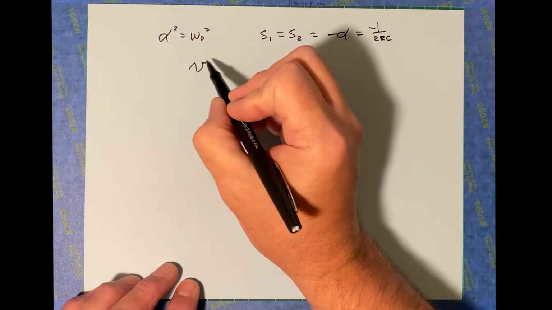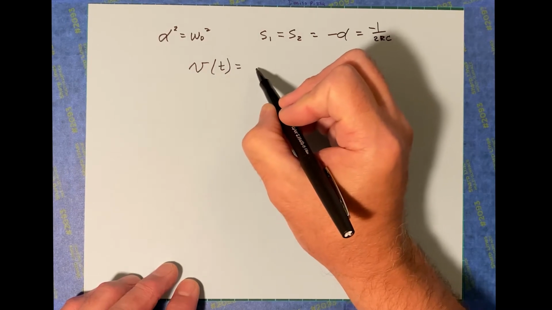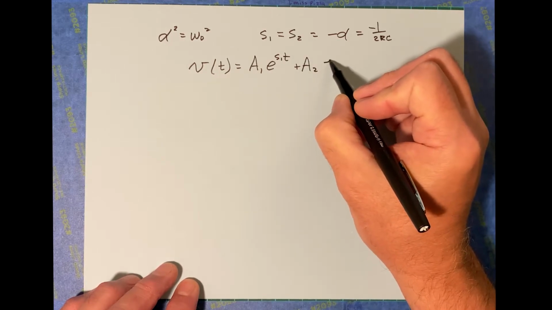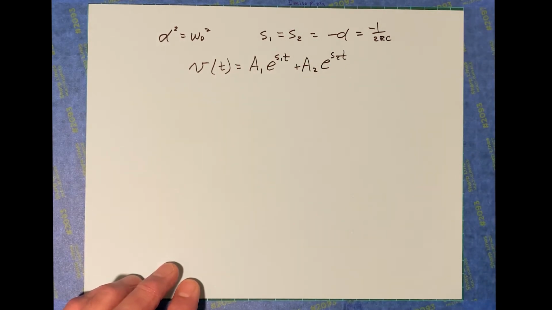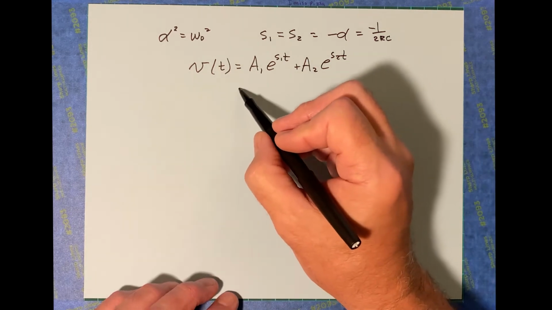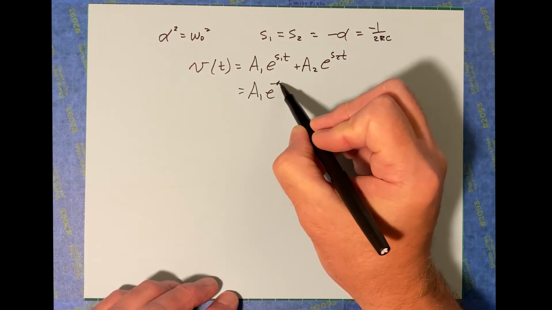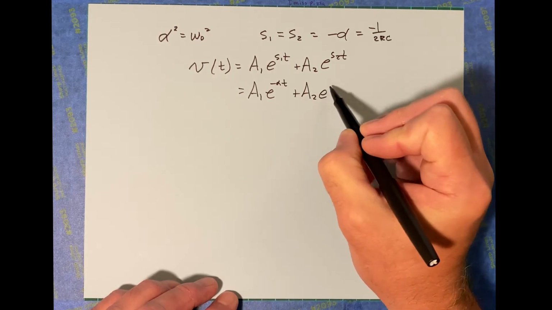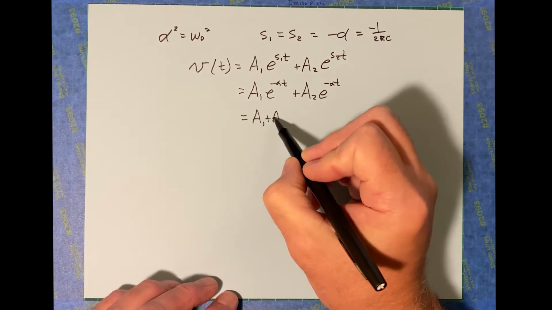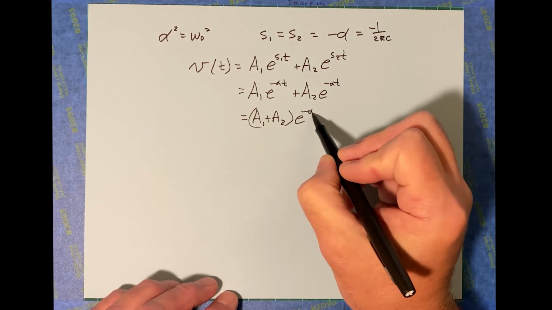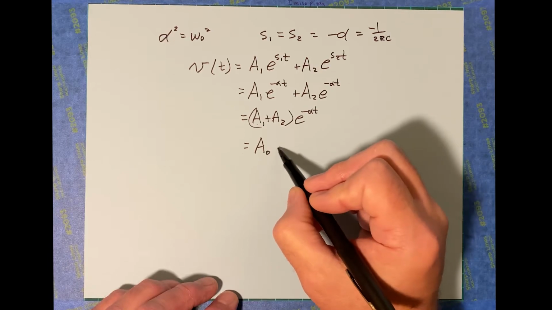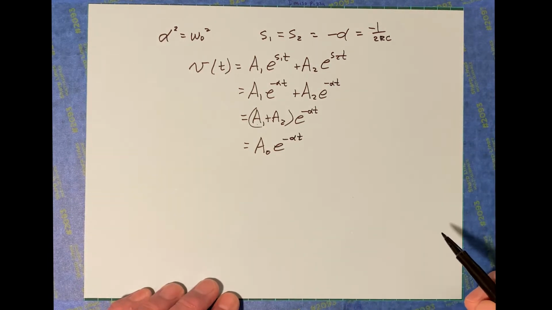Okay, well, if you go back to our original form of our solution here, A1 e to the S1t plus A2 e to the S2t, then in that case, S1 and S2 are equal to each other. This is just going to be A1 e to the minus alpha t plus A2 e to the minus alpha t, like that. And you can put those together, A1 plus A2 together, times e to the minus alpha t. And you could even replace A1 and A2 by a single coefficient to look like that, okay?